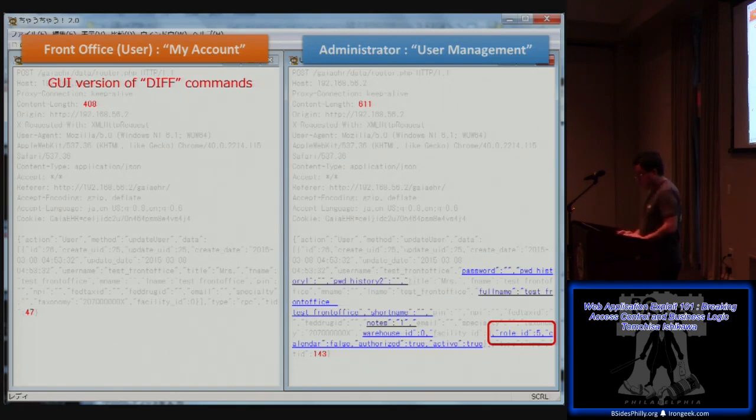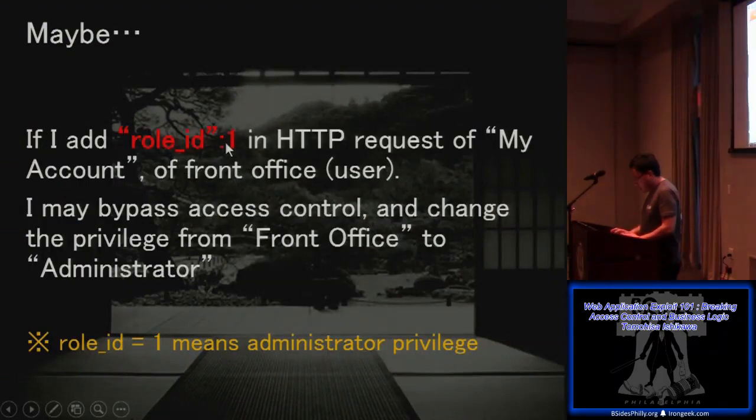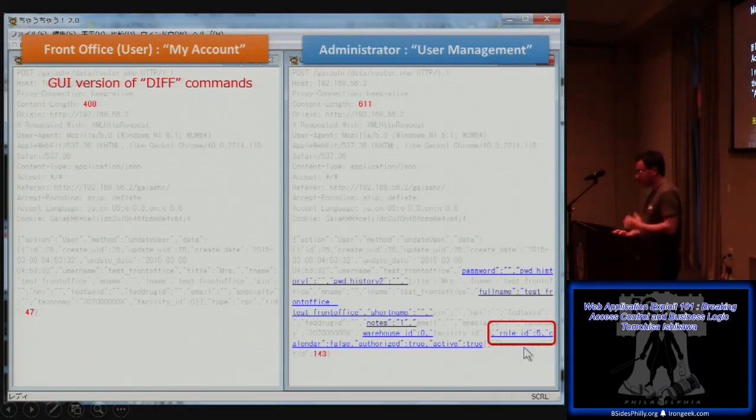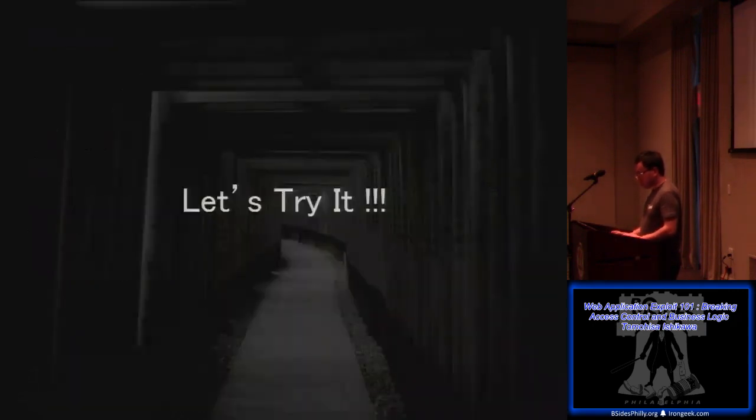So through the comparison analysis, if I add the role ID here, maybe we can change the access control at the same time, even though the user is a receptionist. So this is my hypothesis. Again, I added role ID equal 1. Here is role ID 5, but through the analysis, I understand role ID equal 1 means administrator privilege. So if we add this parameter to the original request, maybe we can abuse this problem. So let's try it.